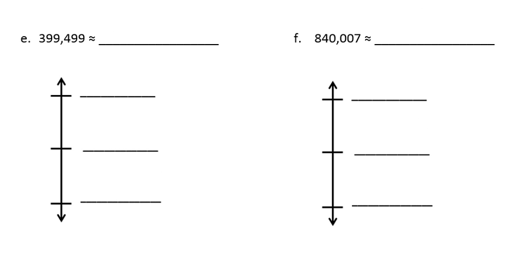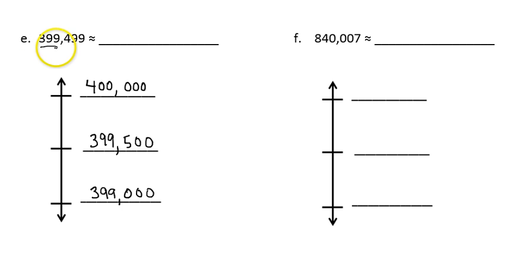Here I have a couple more problems, and again we're still rounding these to the nearest 1,000. My first number is 399,499. Since I have 399,000, that would be my lowest answer choice. And if I'm at 399,000 and I add one more 1,000 to it, that would take me to 400,000. So there are my two answer choices. The midpoint then would be 399,500. And now we'll plot the original number, 399,499, would fall just below the midpoint. And since this number falls below the midpoint, it will round down to the answer of 399,000.